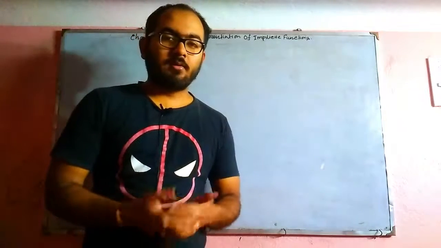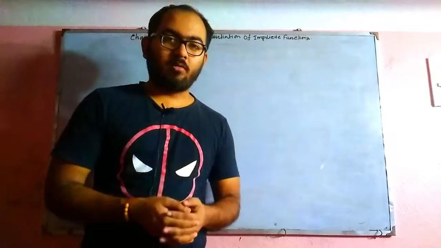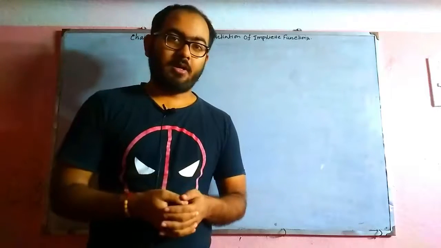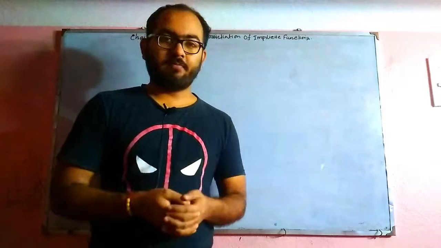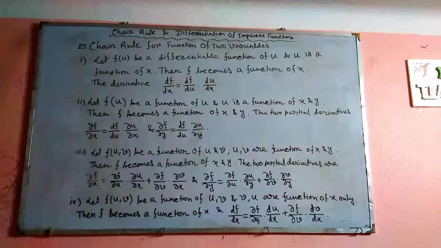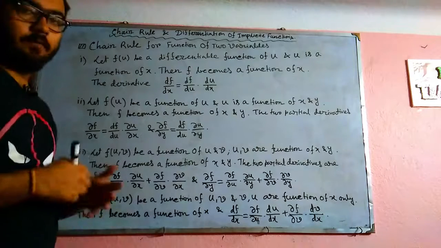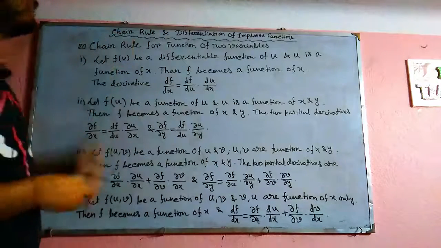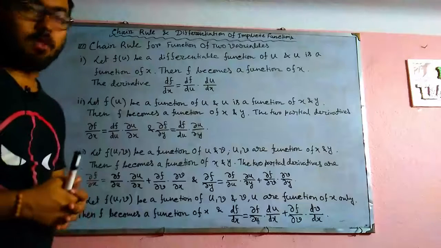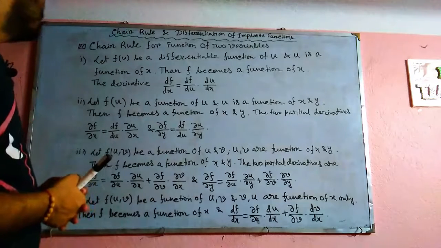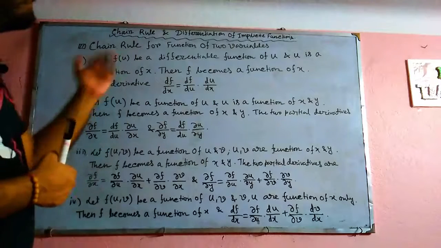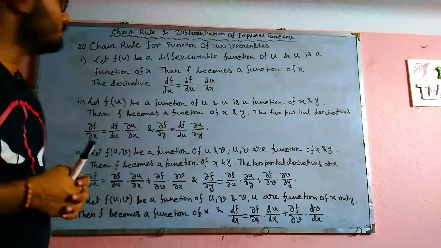Welcome students. Today we will discuss the chain rule and the differentiation of implicit functions. So let's start. At first we will discuss the chain rule for functions of two variables. So we have four rules of the chain rule for functions of two variables.